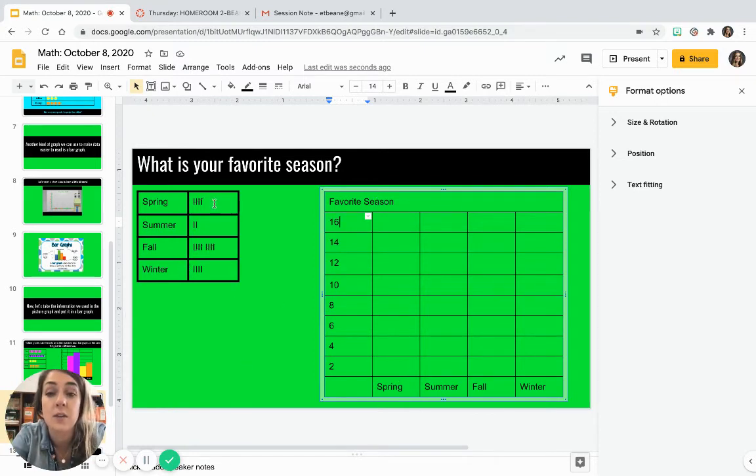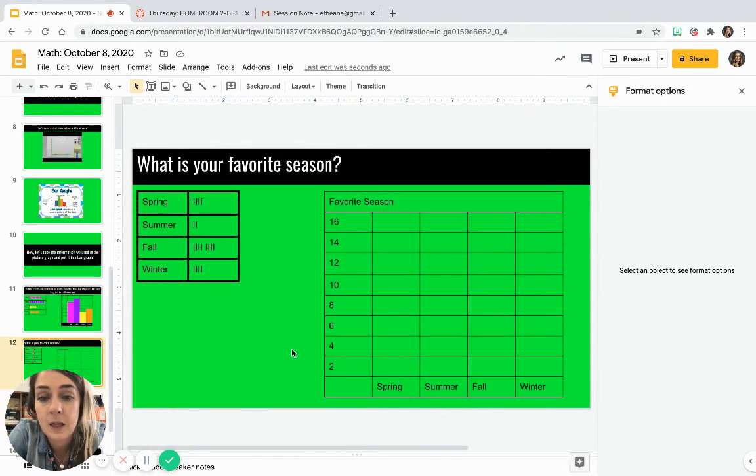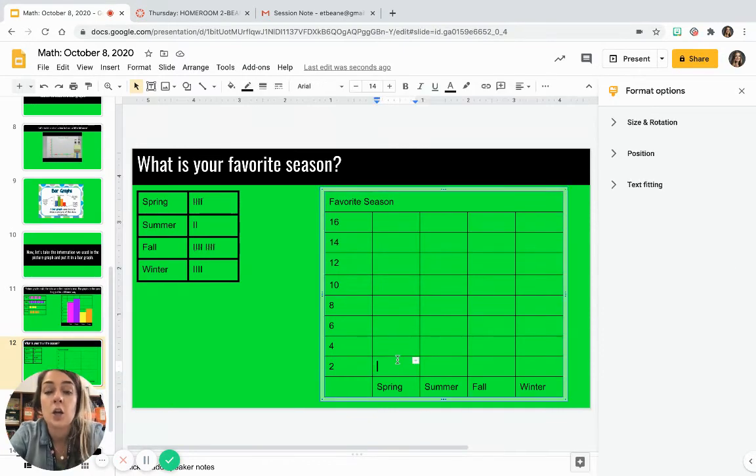So I would start with spring, and this is the perfect example because I see that I have 5 people who said spring was their favorite season, but I don't see a 5 over here. But I know that 5 is between 4 and 6. So when I'm graphing, I'm going to go halfway. Now it's a little bit tricky on the computer. It's easier to do it when you're drawing one because you can just draw halfway. So here's what it's going to look like.